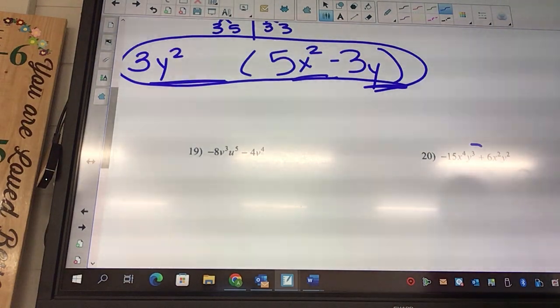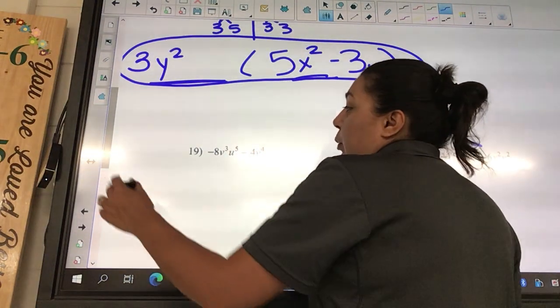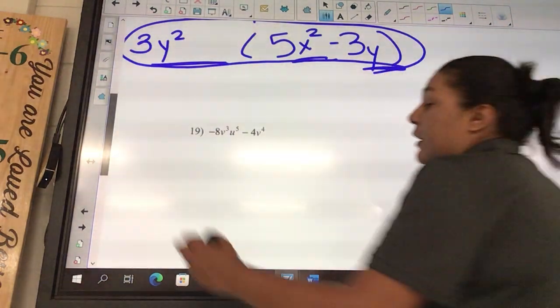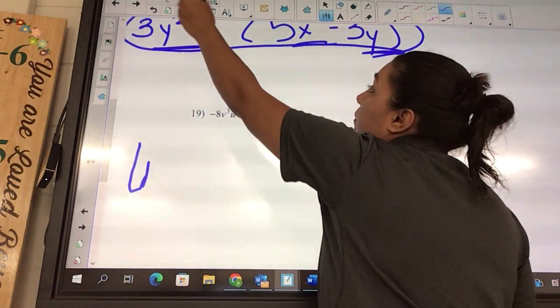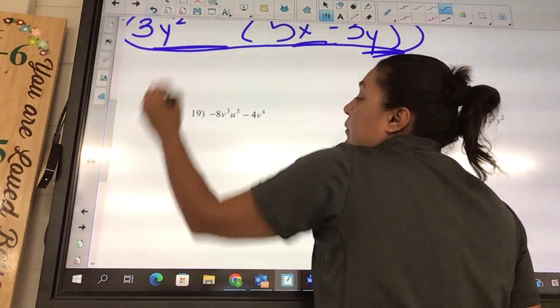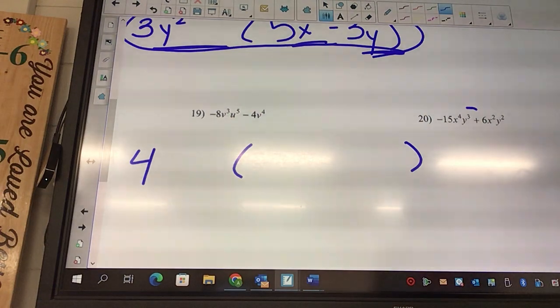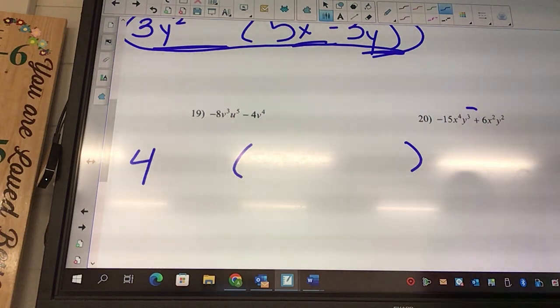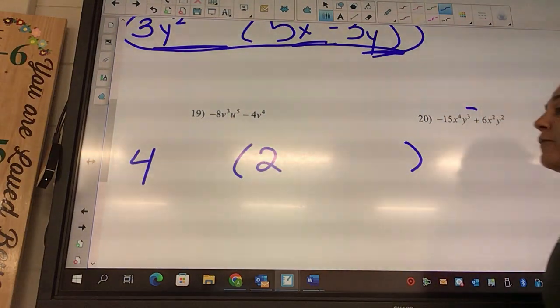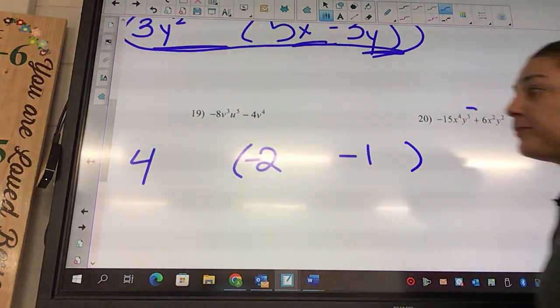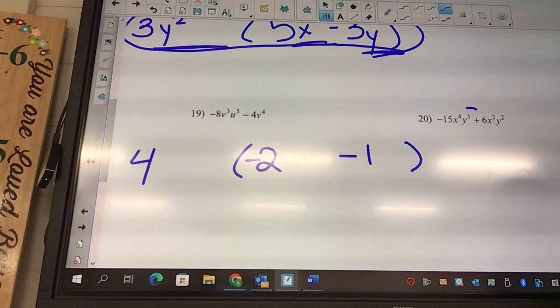So if we look at 19, what is the biggest number I could possibly pull out? 4. Does 4 go into 8? Yeah. Okay, so we can pull out a 4. And again, leave yourself some room. 8 divided by 4 is 2. And then 4 divided by 4 is 1. Drop your signs.